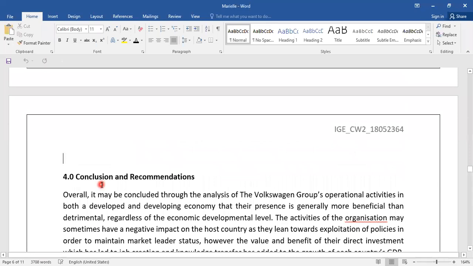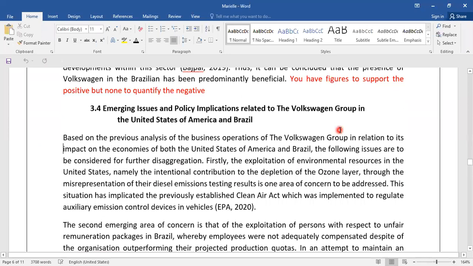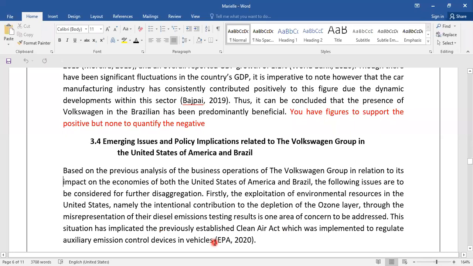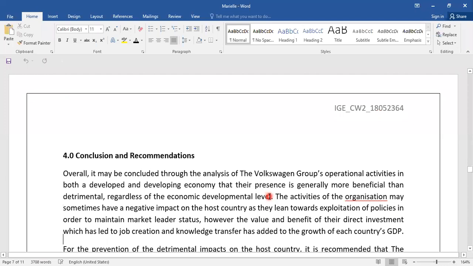So we are going to expect that the recommendations must pertain to things related to protection of employees and protection of the environment and clean air, etc. So there's a logic. The recommendation section must follow from these issues. Let's read Marielle's recommendation. So firstly, she has a conclusion.